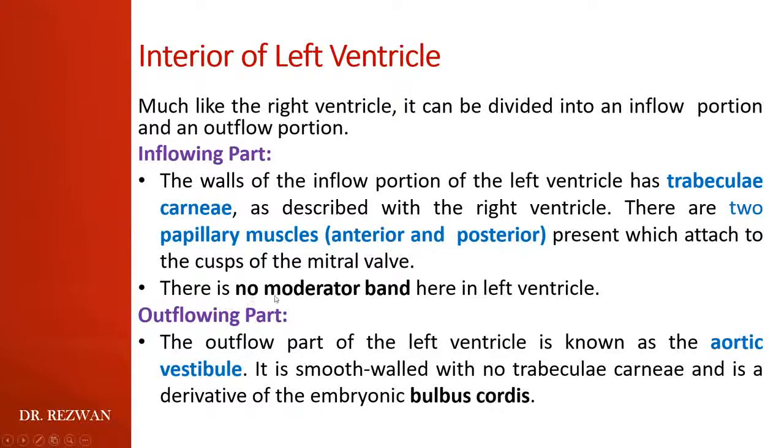And there is no moderator band in the left ventricle. The moderator band was present in the right ventricle, but there is no moderator band in the left ventricle. Whereas the outflowing part of the left ventricle is also known as the aortic vestibule. It is a smooth wall with no trabeculae carneae and is derived from the embryonic bulbus cordis. So over here the outflowing part is smooth and the inflowing part is rough with the papillary muscles and trabeculae carneae.